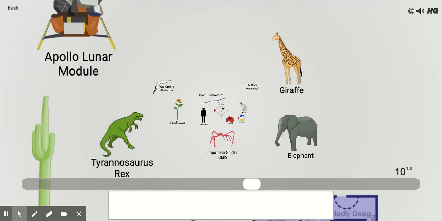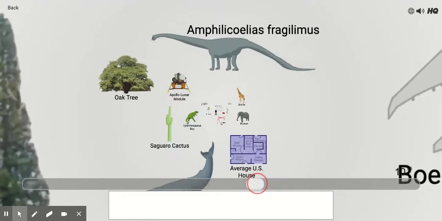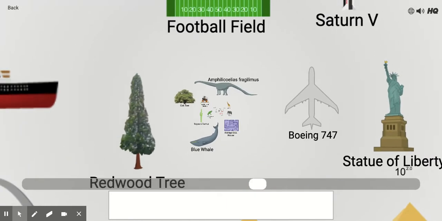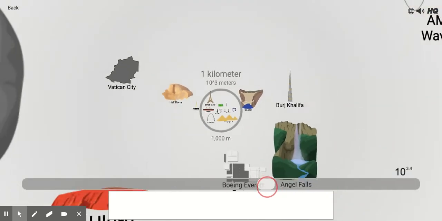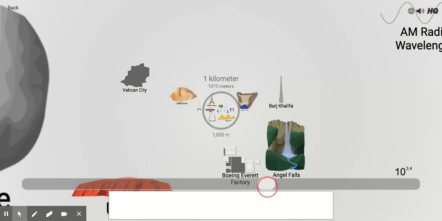There's our favorite T-Rex. And now we're going to go times 10 to the 2. So this is 1 times 10 to the 2. Oh, look at that. It's Palo Alto. So this is 100 meters, right? That's what we're looking at. There's a football field. 10 to the 3, 1,000 meters.